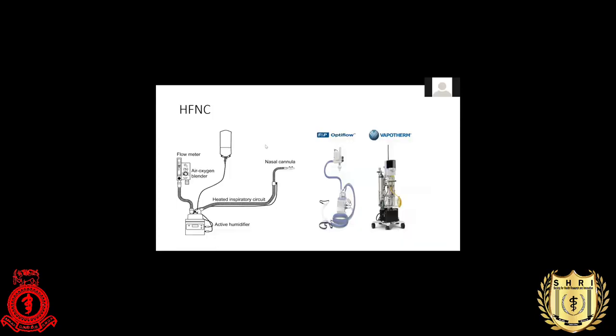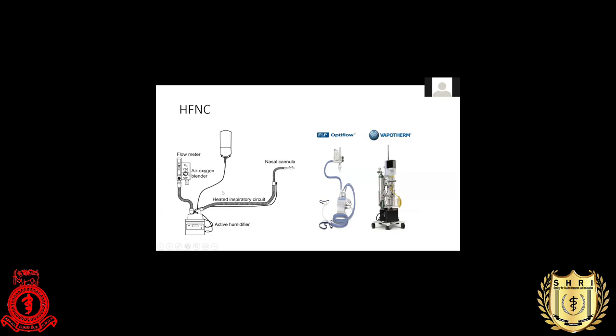Okay, this is a high flow nasal cannula. It has several parts. You have to be aware of that. This is a flow meter. You can check the flow that you're giving to the patient. This is an oxygen air blender. You can adjust the FiO2 by turning here and there.